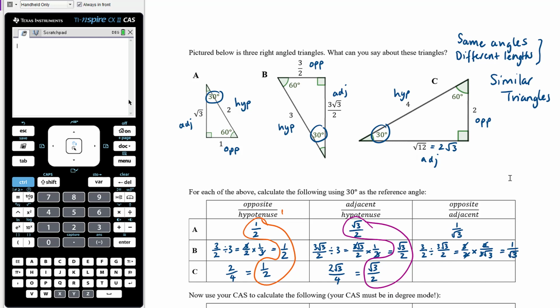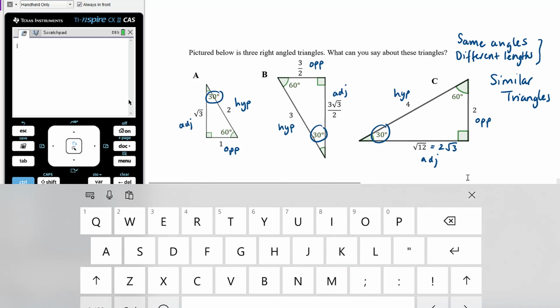And triangle C, opposite over adjacent, is going to be 2 over √12 or 2 over 2√3. And so that is also 1 on √3. So again, here we have opposite over adjacent for all three triangles gives the same value. That's also to do with their similarity. Side lengths are in the same proportion. Okay, so if we divide the same pairs of side lengths in each of the three triangles, we should get the same value. Now, sorry, let's get rid of that.